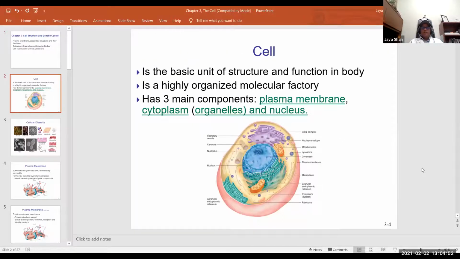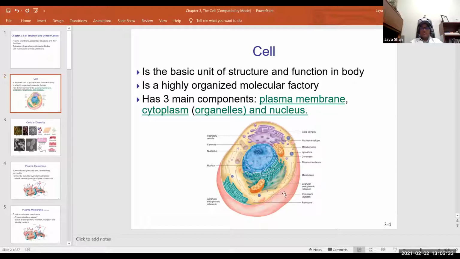If you see a typical cell here, by definition, a cell is the basic unit of structure and function in the body. This is the structural and functional unit of the body. It's a highly organized molecular factory because it contains a lot of molecules, a lot of other structures, and they synthesize a lot of molecules like protein, fat, lipid, and other structures. It has three main components. The plasma membrane, which is the outer boundary of the cells.